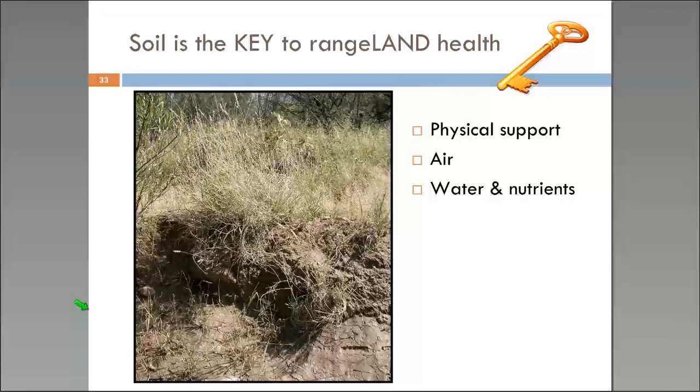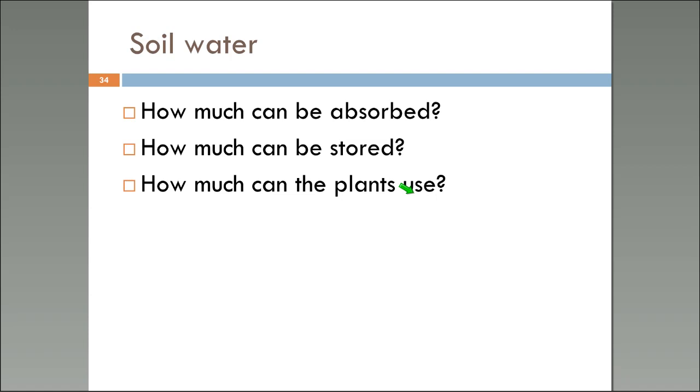And soil is the key not only to rangeland health, but to plant health. It provides physical support for the plants. It provides air and water and nutrients, all of the things that we described, and those are essential for plant growth.